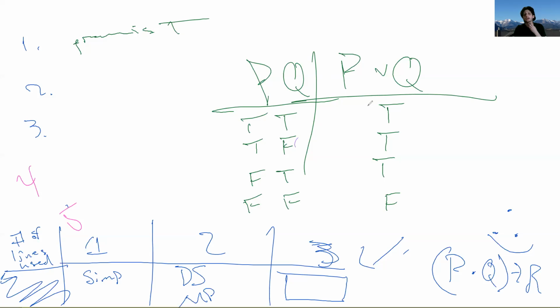So if P is something like Christmas is on December 25th, then it doesn't really matter what Q is. You already know you're in one of these two worlds. If Q is false, sure, you're in that one. If Q is true, sure, you're in that one. Either way, OR is true.